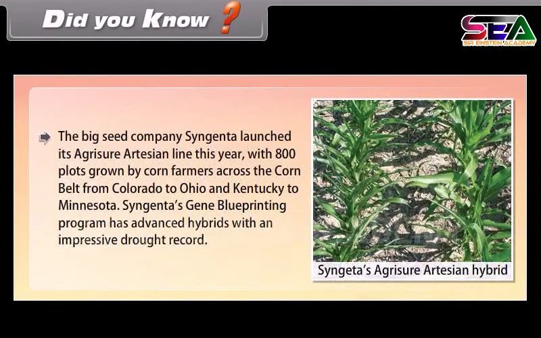Did you know? The big seed company Syngenta launched its Artesian line this year with 800 plots grown by corn farmers across the Corn Belt from Colorado to Ohio and Kentucky to Minnesota. Syngenta's gene blueprinting program has advanced hybrids with an impressive drought record.